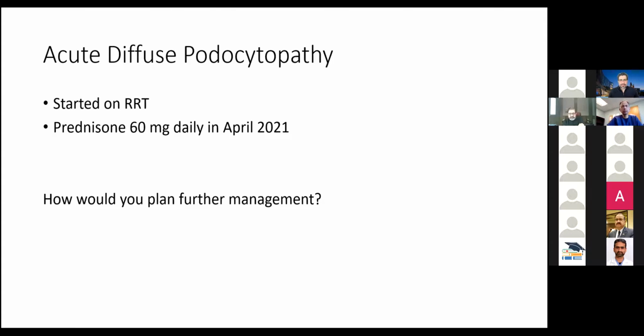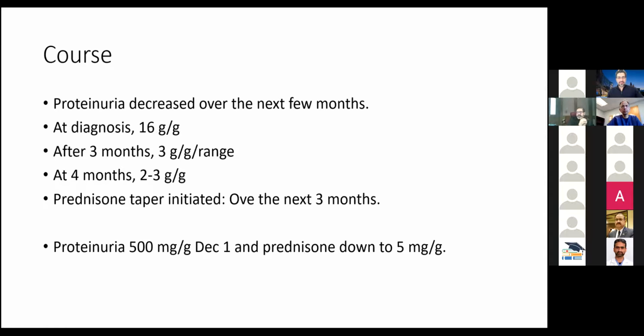Essentially, just for the sake of time, because we're getting close to the top of the hour, she was continued on 60 milligrams a day for about 3 months or so. Her initial proteinuria at diagnosis was 16 grams per gram, and note that this was through a severe ATN requiring dialysis. After 3 months, she was in the 3 grams per gram range. After 4 months, she came to the 2 to 3 grams per gram range. A very slow prednisone taper was initiated. Over the next 3 to 4 months, she was brought down to about 10 milligrams. In early December, she had a proteinuria of 500 milligrams per gram, and prednisone was down to 5 milligrams.